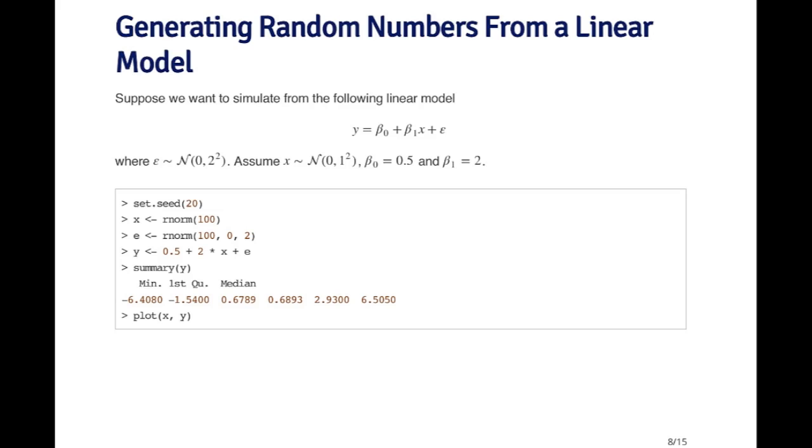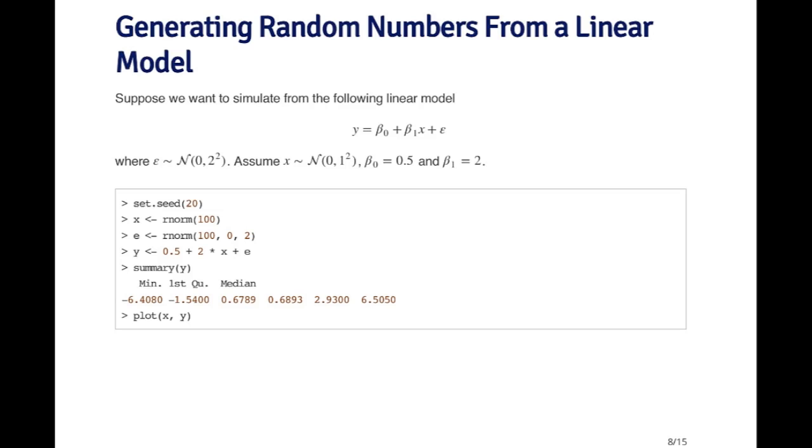So I set the seed. Remember, it's always very important to set that seed. So I set it to 20. I generate x, the predictor, which has a standard normal distribution. I generate epsilon, which has a normal distribution with mean 0 and standard deviation 2. And then I add them all together after multiplying by the regression coefficients to generate my y.